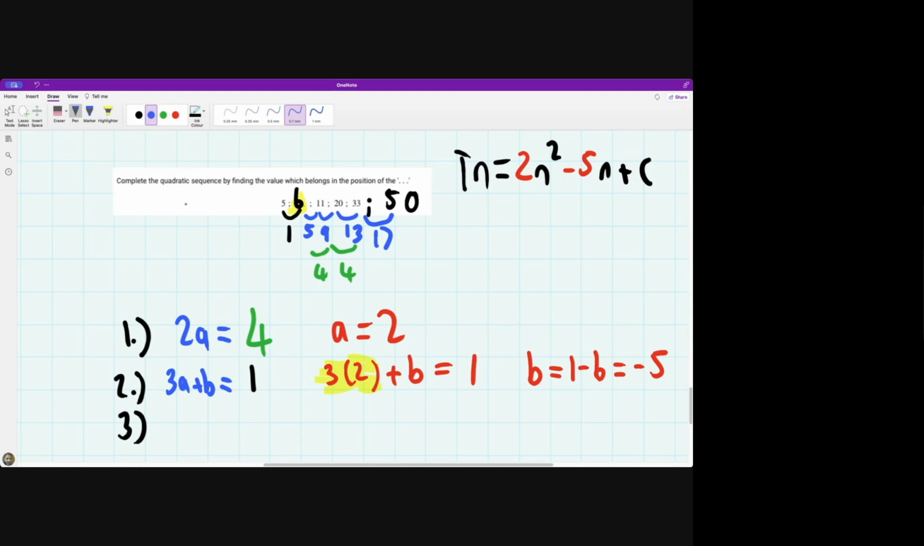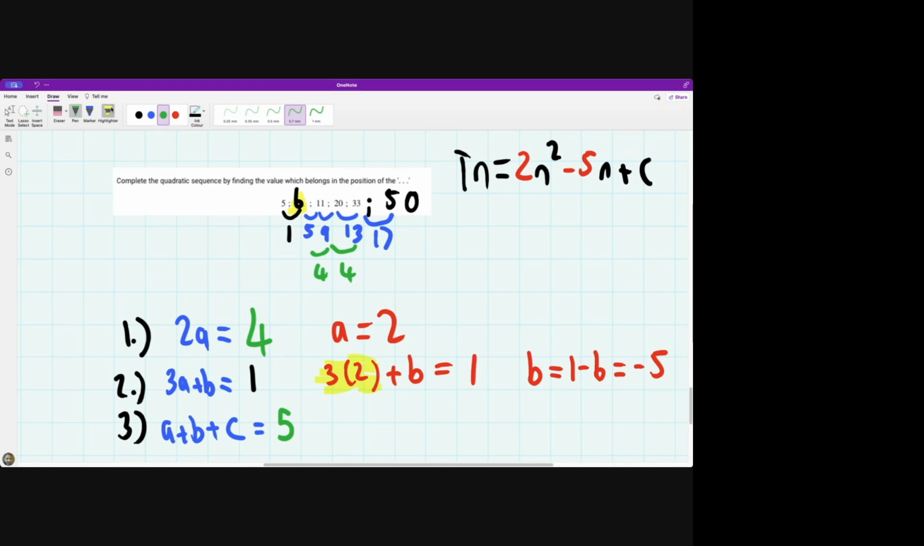Okay, last bit. The third step is a plus b plus c is equal to. Can you remember what a plus b plus c was equal to? If we look at our checklist, what was a plus b? I remember it being equal to T1, or the first term. What is the first term in this number pattern? I think the first term is 5. So the very first term here is the value 5.